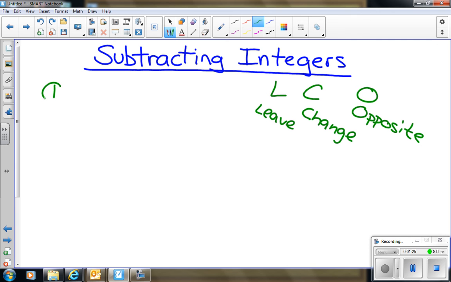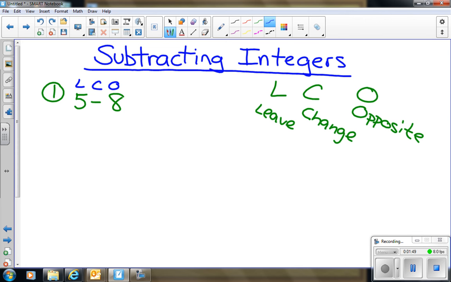We're going to do a positive minus a positive. So we're going to do 5 minus 8. When we do our 5 minus 8, we're going to actually write LCO above the problem. We're going to have an L over the first number, a C over the subtraction sign, an O over the second number. You always do it this way.